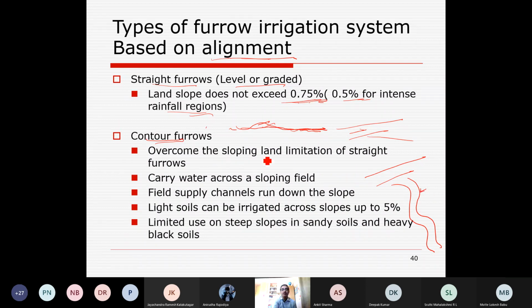So contour furrows overcome the sloping land limitation of straight furrows. They carry water across a sloping field, which is possible because the area is sloping. Field supply channels run down the slope like here. Light soils can be irrigated across slope up to 5% by applying contour furrows, with limited use on steep slopes in sandy soil and heavy black soils. That is usual because more losses are possible there.